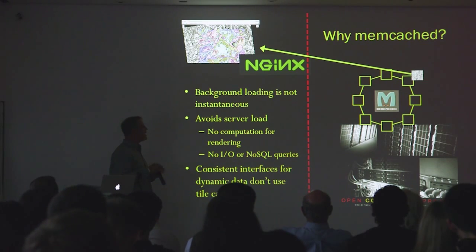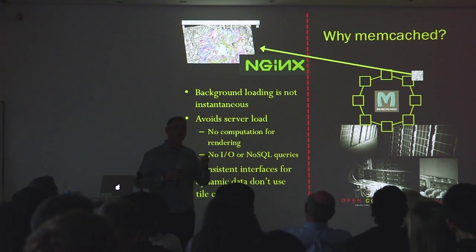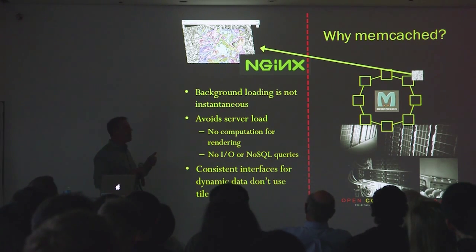So why do we have this memcached? Well, memcached is across the internet and is server side. So that's not really where we want to get data from, but there's a couple reasons. The first one is that this background loading is not necessarily instantaneous.